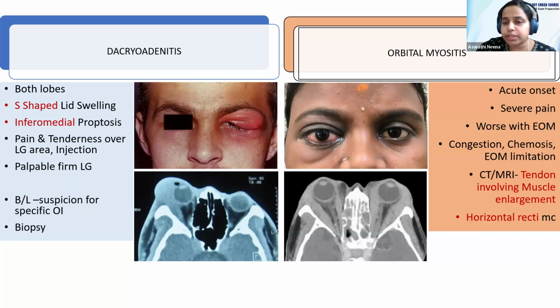Now, if you come to orbital myositis, it's a much more painful condition with pain being aggravated on extraocular movements, and there'll be congestion at the insertion of the muscles. And as we saw, the tendon will be involved in the inflammation.